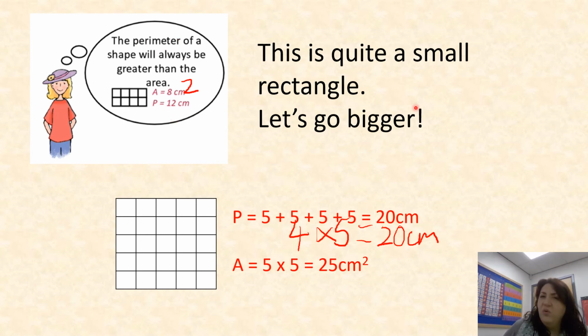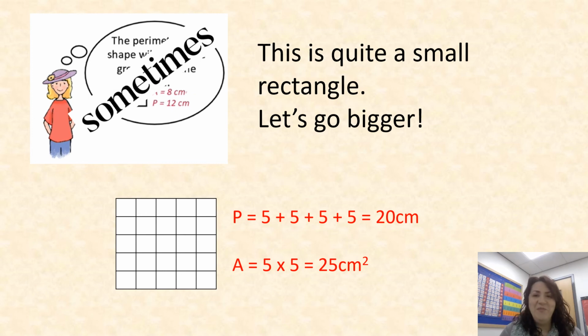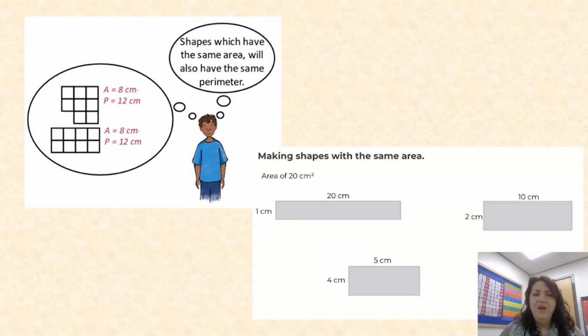Do we say it's always true or never true? What word would we use? Sometimes true. That's the word I would use. She is sometimes correct when she says that the perimeter of the shape is always greater than the area. That only happens sometimes. Okay, let's look at this chap.